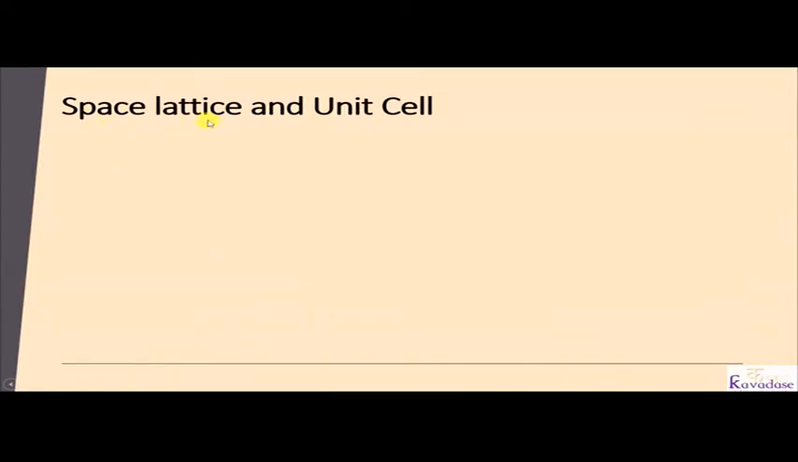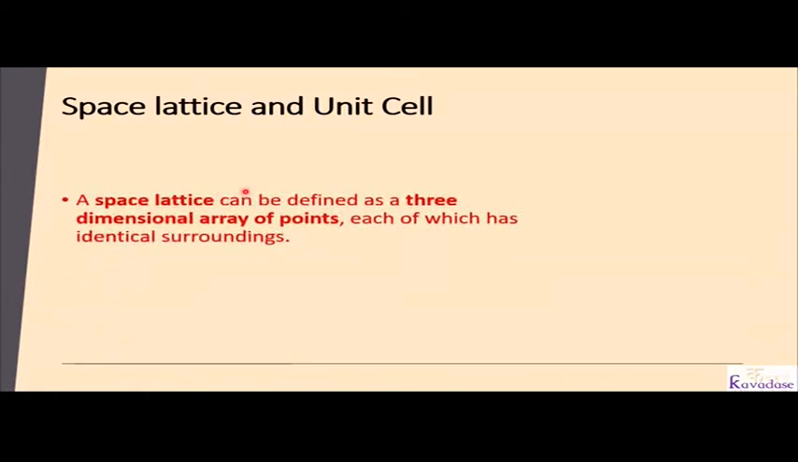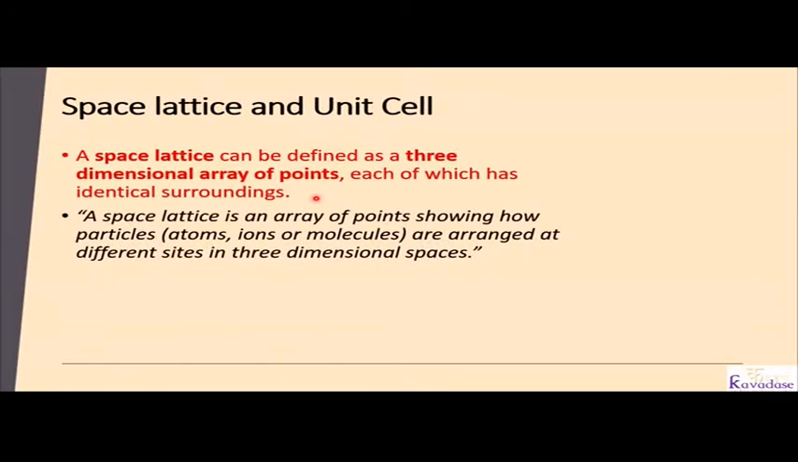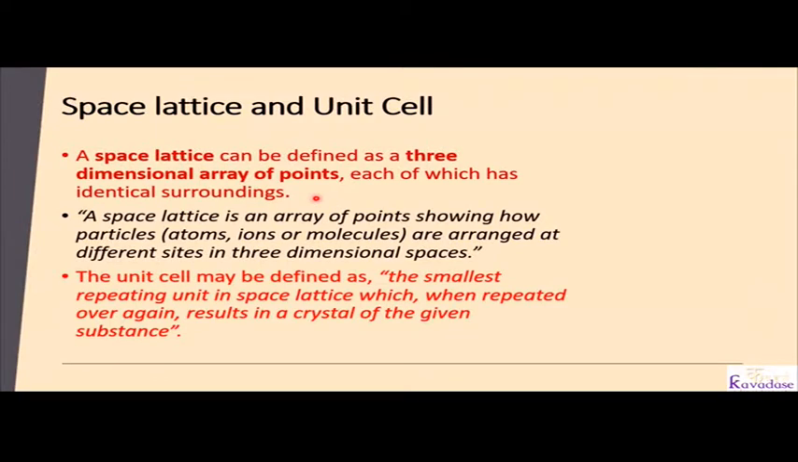So first, space lattice and unit cell. A space lattice can be defined as a three-dimensional array of points, each of which has identical surroundings. A space lattice is an array of points showing how particles, atoms, ions, or molecules are arranged at different sites in three-dimensional space. Whereas a unit cell may be defined as the smallest repeating unit in a space lattice, which, when repeated over again, results in a crystal of a given substance.